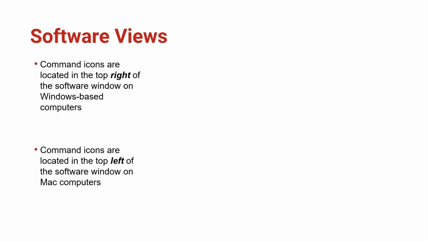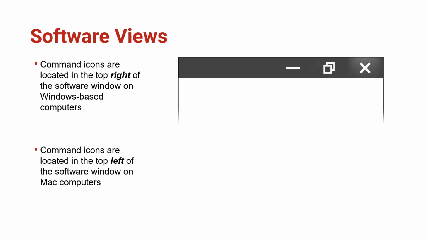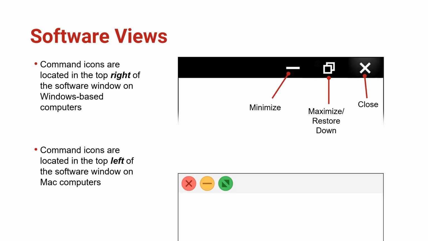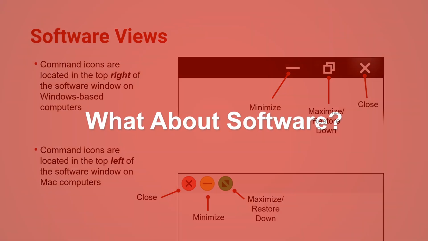Command icons are located in the top right of a software window on Windows-based computers. See Minimize, Maximize or Restore Down, and Close icons here in the top right corner. Command icons for Macs are located in the top left corner, and they're usually colorful. See Close, Minimize, or Maximize and Restore Down shown here in the top left corner.